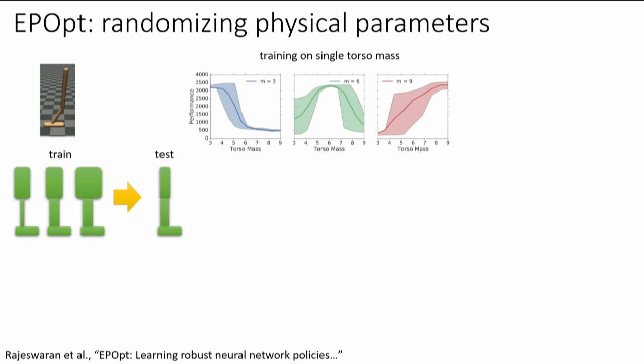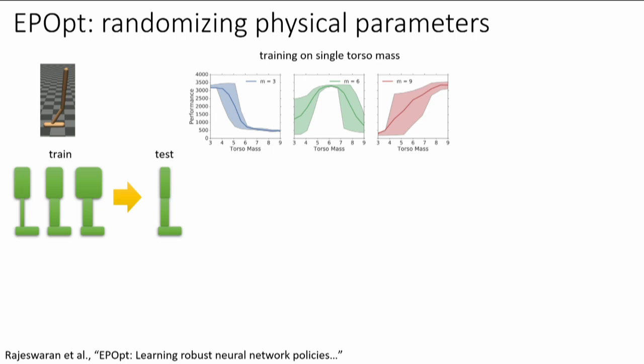So unsurprisingly, you can see that if you train with a mass of 3, it does very well for a mass of 3, does quite well for a mass of 4, and then does pretty poorly once the mass gets to about 6. If you train for a mass of 6, it does very well for a mass of 6, but poorly once it drops to about 5 or rises to about 8, right? And so on. So this is more or less what we expect.